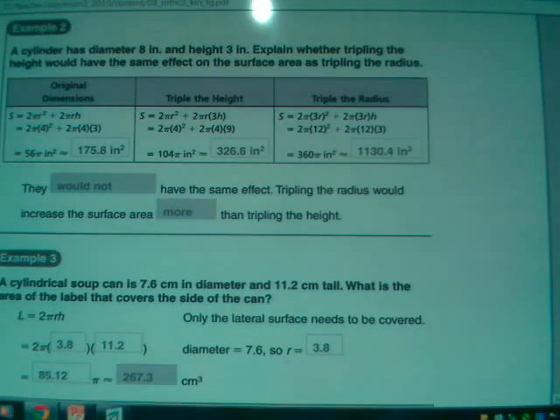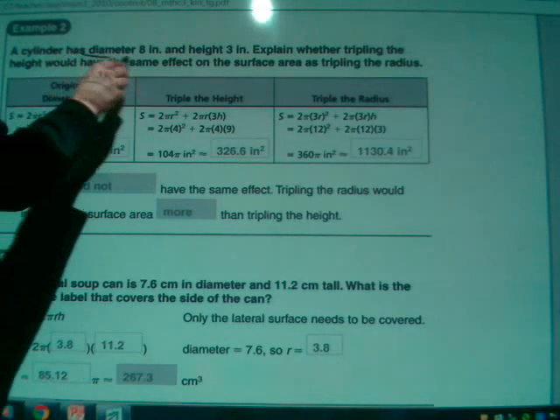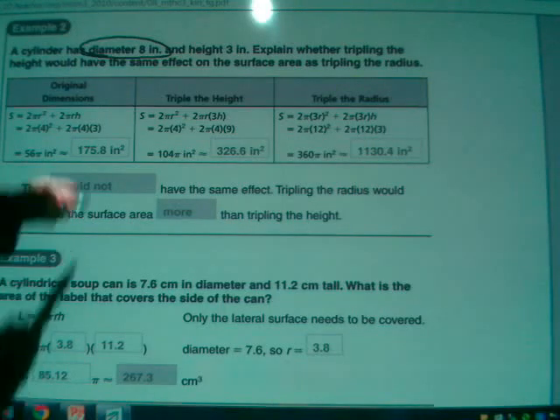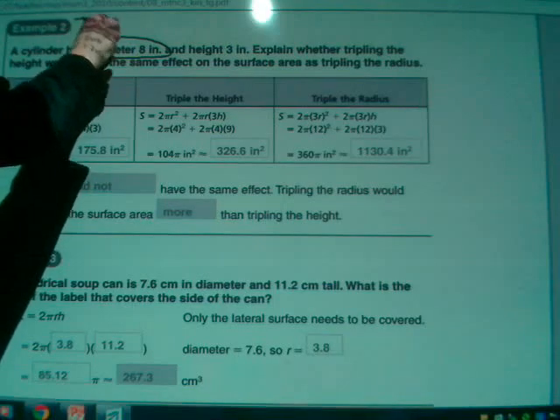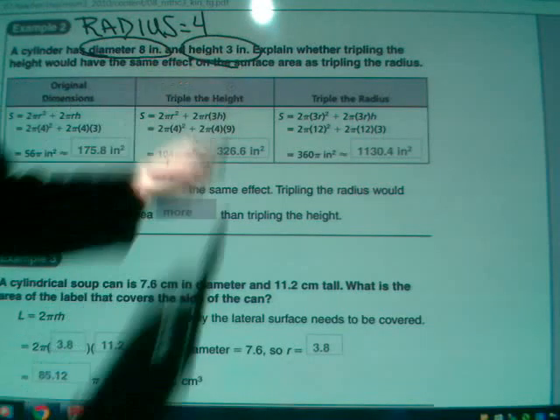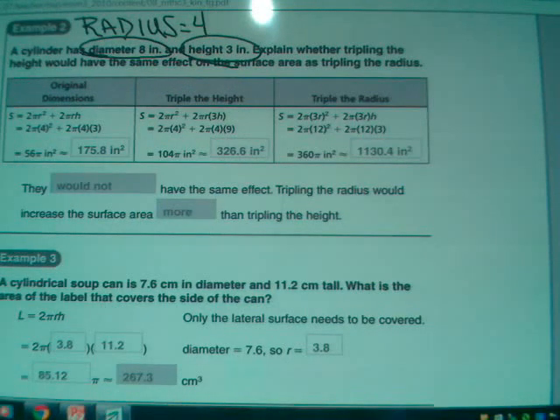They told us that the diameter is 8, which is a good piece of information, but not directly helpful, because remember, what we really need here is the radius, which means the radius would be 8 over 2, which is 4, and the height is 3. So r is 4, height is 3. If you remember from looking at the formula just a minute ago, that's all we really need, because that formula is 2 pi r squared plus 2 pi r h.